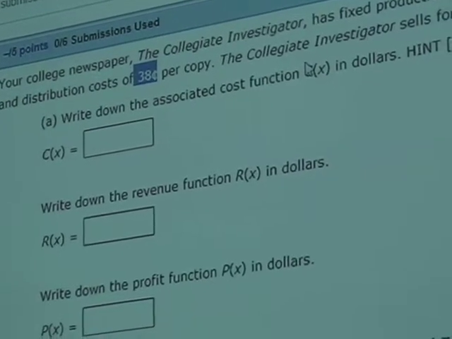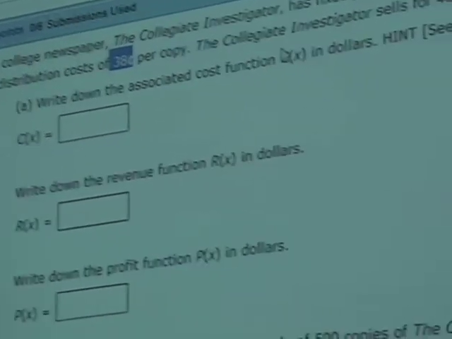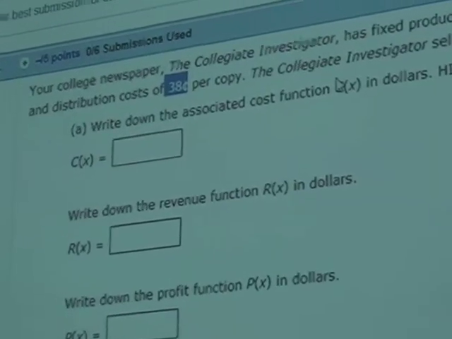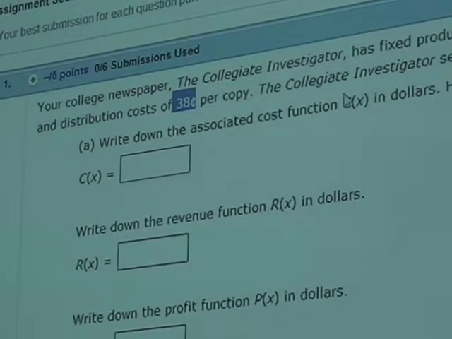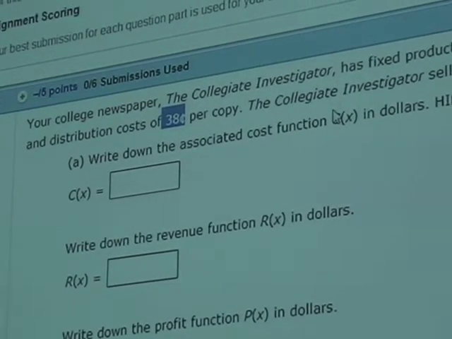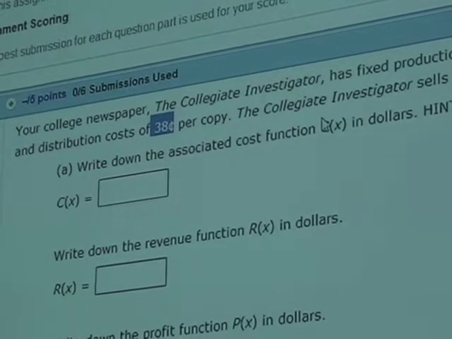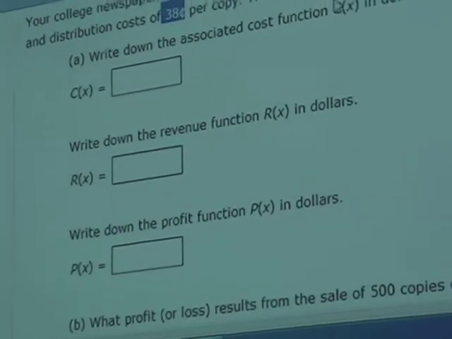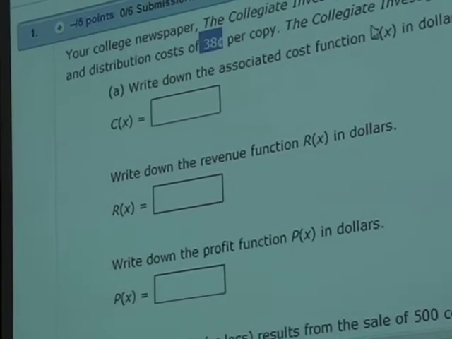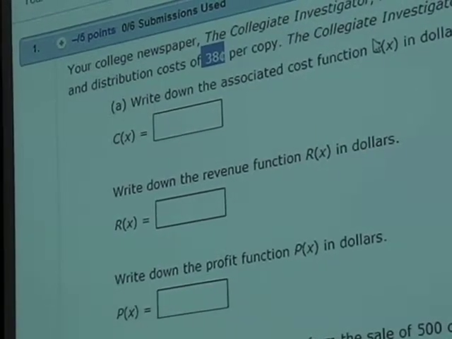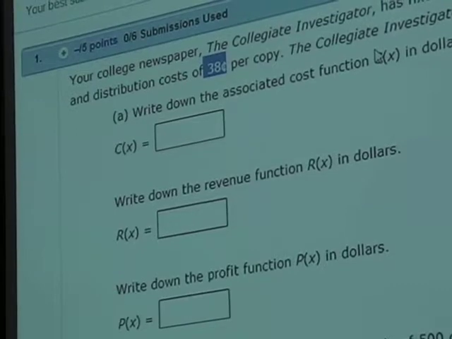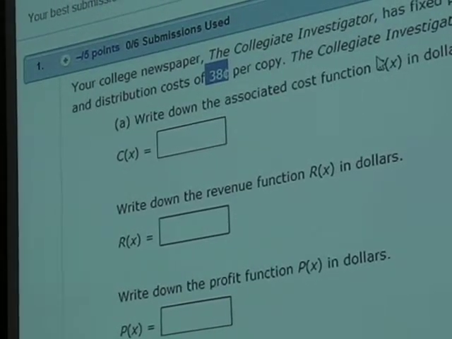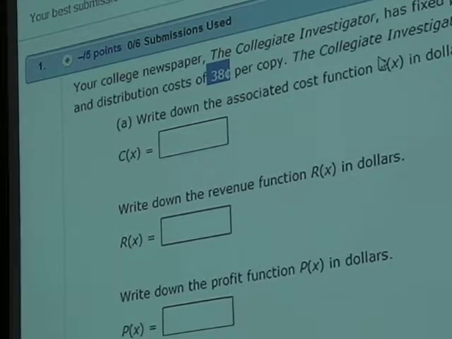Stay up here. We'll have you do one more. Here's the next one. Can you read this? Write down the revenue function in dollars. So what's the revenue function? You just wrote the cost function, right? So now, write the revenue function. So what do you need for the revenue function? You need to know how much they sell the paper for, right? Then you can know. So how much do they sell the paper for? 48 cents. So what's the revenue function?